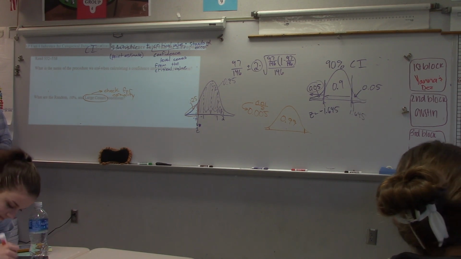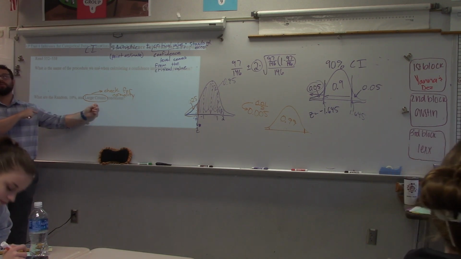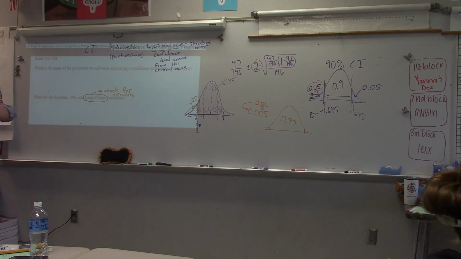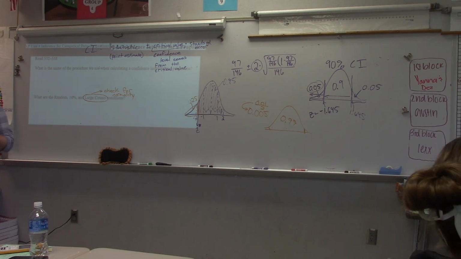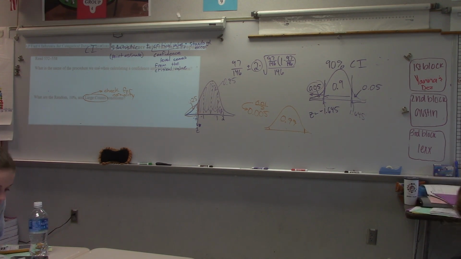And don't forget, for proportions, what checks normality? Large counts. What checks for normality with means? Central limit theorem, or if the population was already normal. Okay? Josh, you had a question? I was just gonna ask if we were using all of these, but I got that.